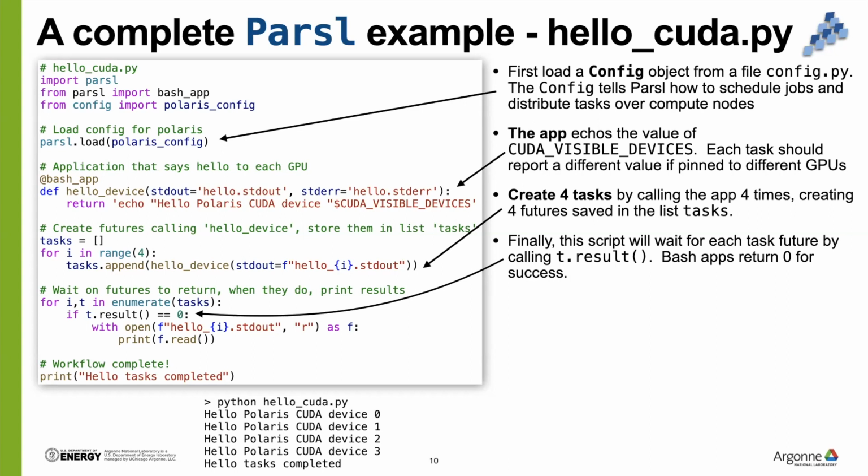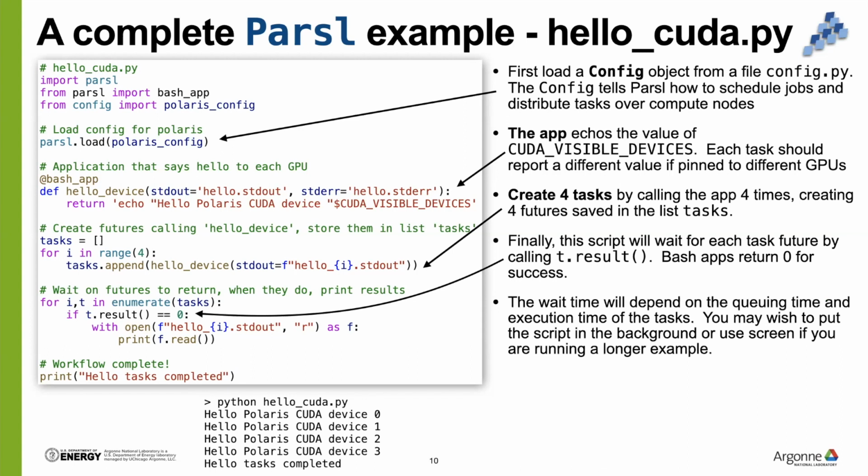So how long will this script wait? Essentially, if you're running this at the command line, it will appear that the script will hang. It's not hanging, the process is doing things in the background. If you don't like that, you can, for example, put this script in the background using an ampersand when you call it, or you can use screen to run it in a separate process from your shell. So the time that it will wait will depend on the queuing time of the batch job that Parcel will start up, and then the execution time of the task.